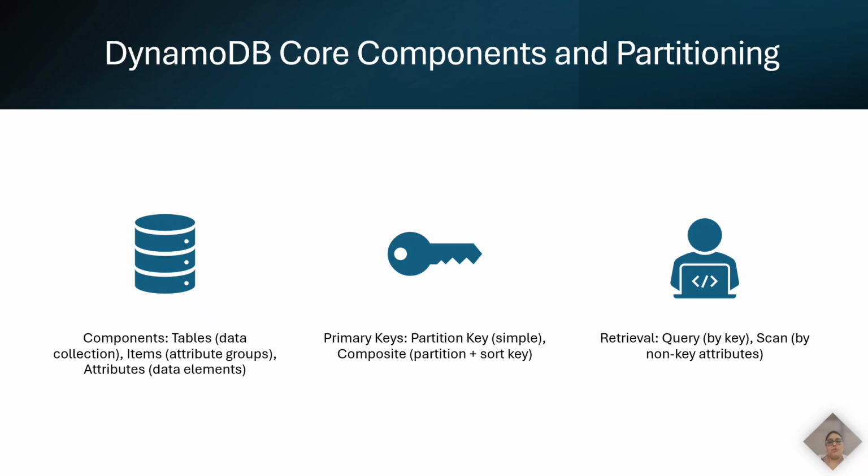Scale throughput for consistent performance under heavy loads. Global tables simplify multi-region replication for availability. It's suited for high request scenarios where latency impacts user experience. Now let's move on to Amazon Redshift for data warehousing.